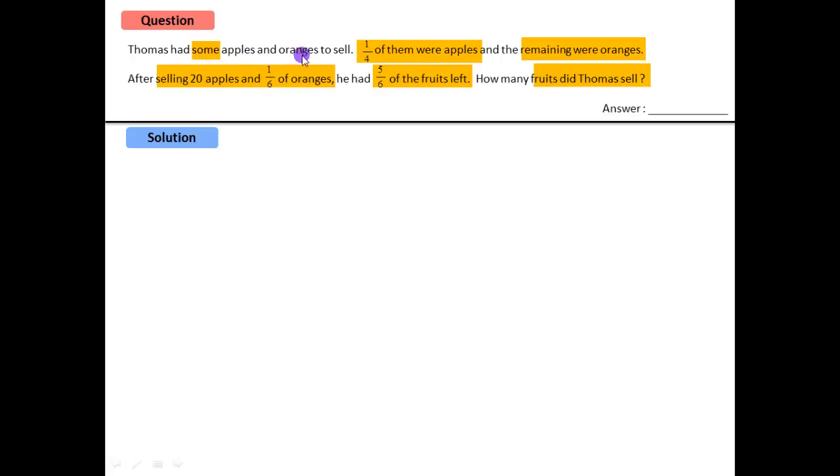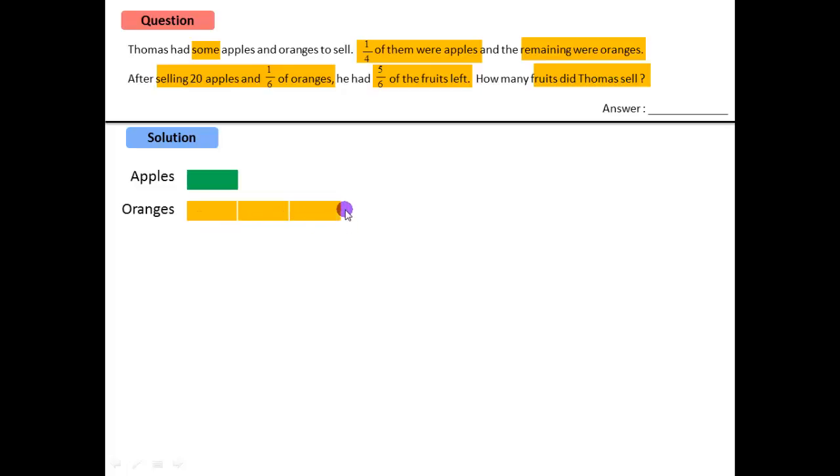Thomas had some fruits and 1/4 of them were apples. So we represent 1/4 as this single block over here. The remaining fruits were oranges, and that will be 3/4. So we represent the oranges as 3 blocks over here.